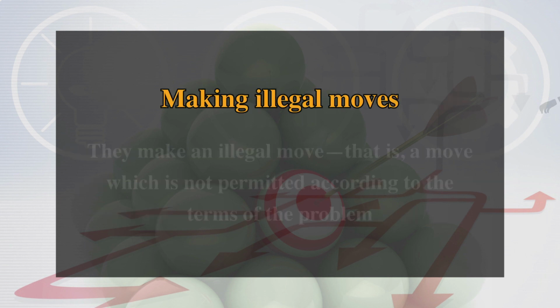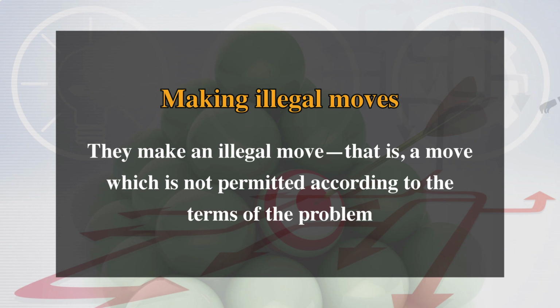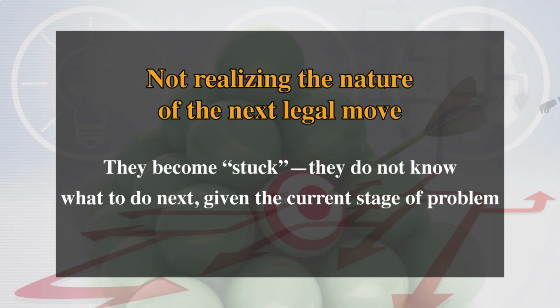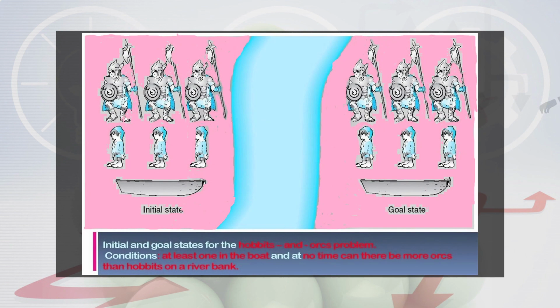Second, making illegal moves. They make a move which is not permitted according to the terms of the problem. For example, a move that resulted in having more than two individuals in the boat would be illegal. Third, not realizing the nature of the next legal move, they become stuck. They do not know what to do next given the current stage of the problem. An example would be realizing that one orc or hobbit must be brought back across the river to its starting point before moving any of the remaining characters.